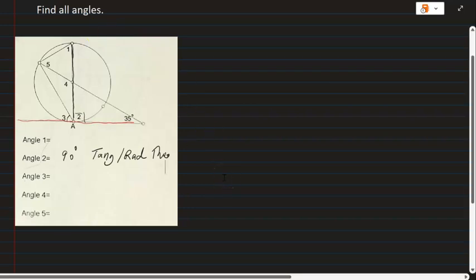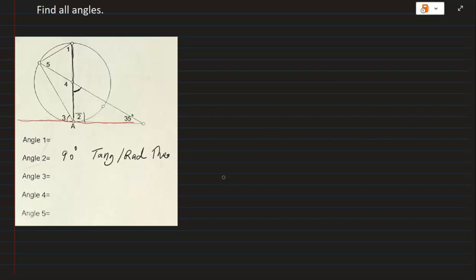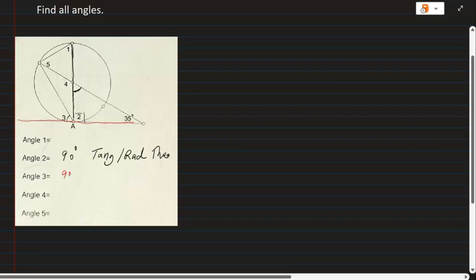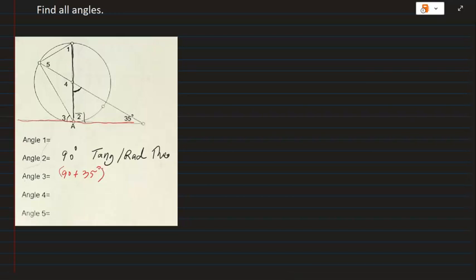Now let's look at what this angle is right here. Very simply put, we have 90 plus 35. Whatever we get, we have to subtract that away from 180. So that is 125 from 180. That will end up being 55 degrees.